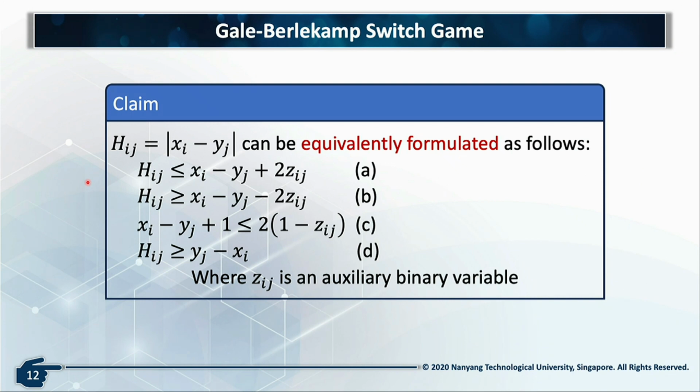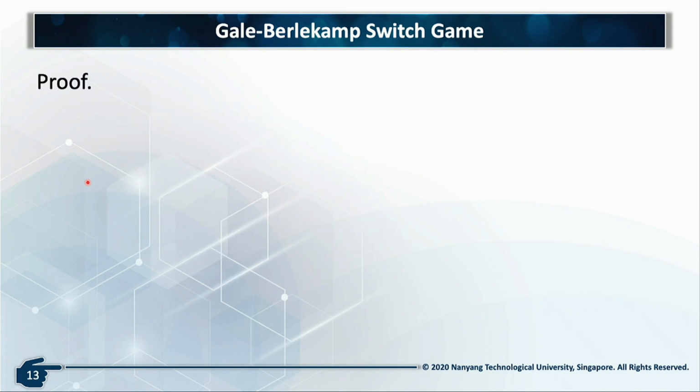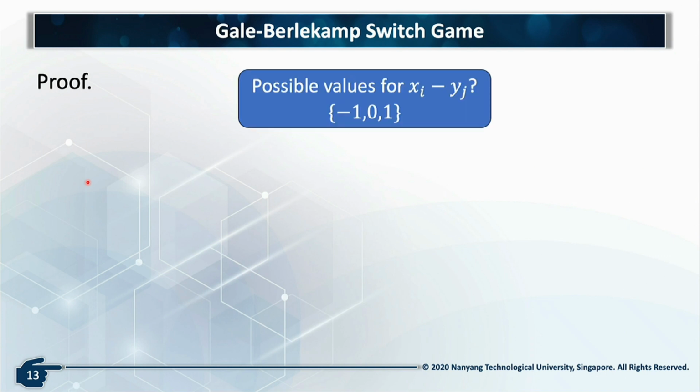Okay, if the statement itself is clear, let's try to proceed to prove why this statement is correct. Okay? So from our understanding of the statement, we know that the key is we try to enumerate all the possible values of xi and yj and hij to see whether they will satisfy the nonlinear function or not, right? Then, what is the possible value of xi minus yj?